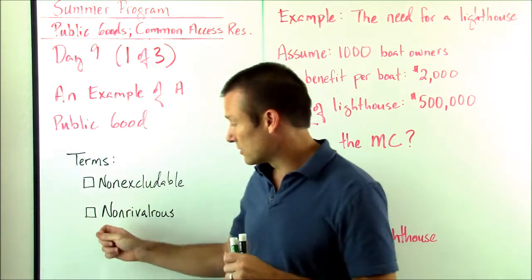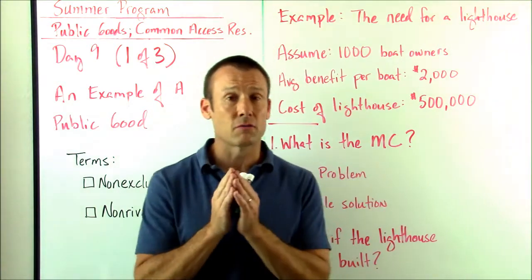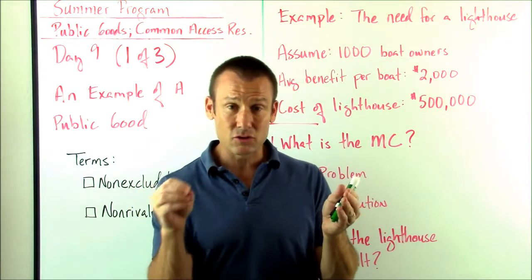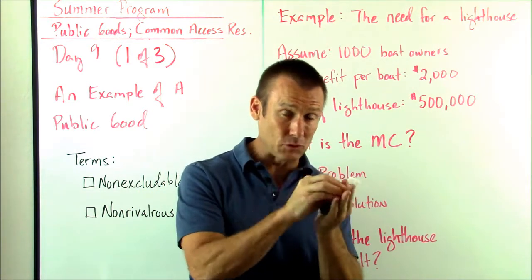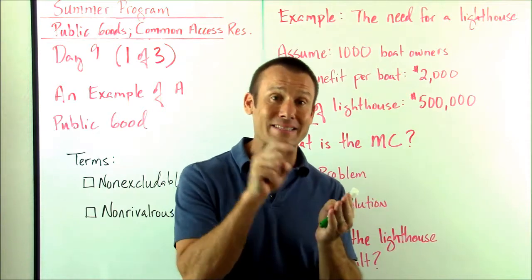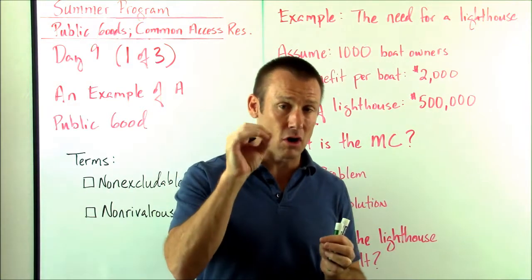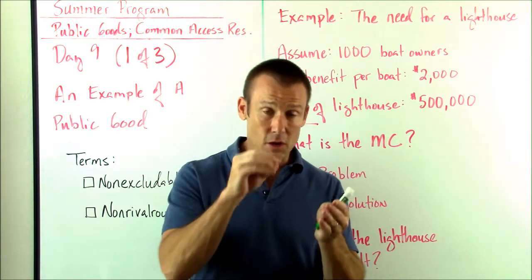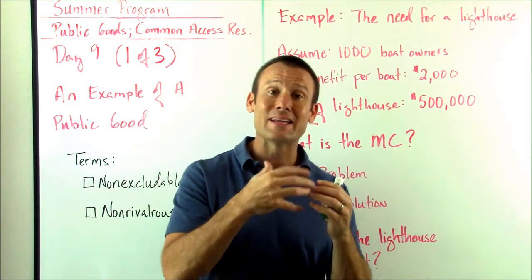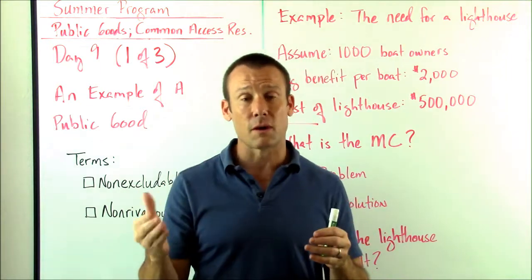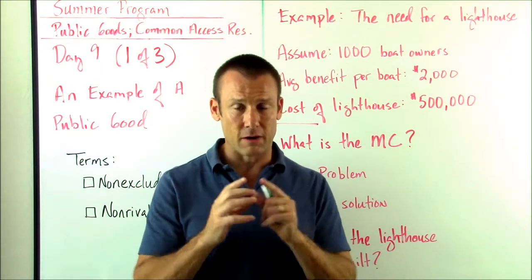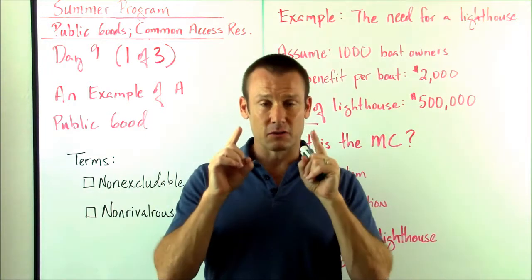Now, the other one is non-rivalrous. For non-rivalrous, what we're saying here is, when a good is consumed, can somebody else consume that exact same good? If somebody else can consume that exact same good, it is a non-rivalrous good. Another way to talk about non-rivalrous goods is to say, hey, when somebody consumes a good, do we need additional resources for somebody else to consume that good, okay? So that's non-rivalrous.